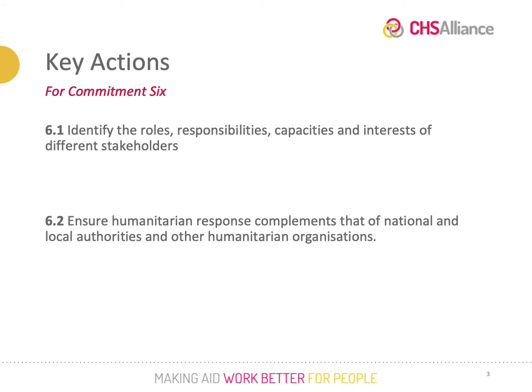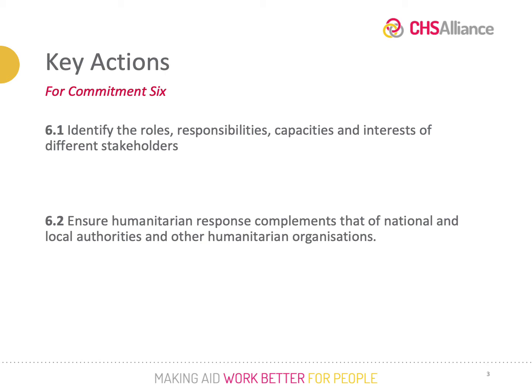There are 4 key actions for Commitment 6, and 2 are accompanied by a PSEAH requirement, that's prevention of sexual exploitation, abuse and harassment. Key Action 6.1 is to identify the roles, responsibilities, capacities and interests of different stakeholders. The PSEAH requirement to fulfill this indicator is as follows. The roles, responsibilities and capacities of partners and other stakeholders to prevent SEAH need to be identified.